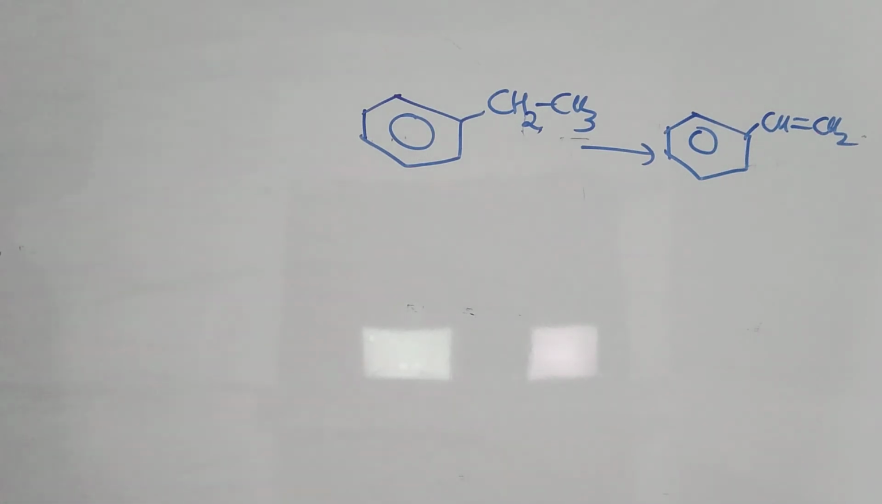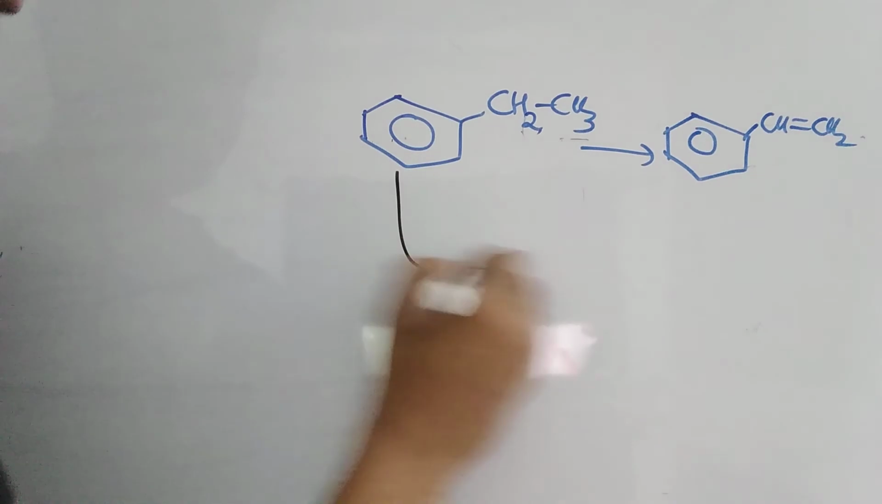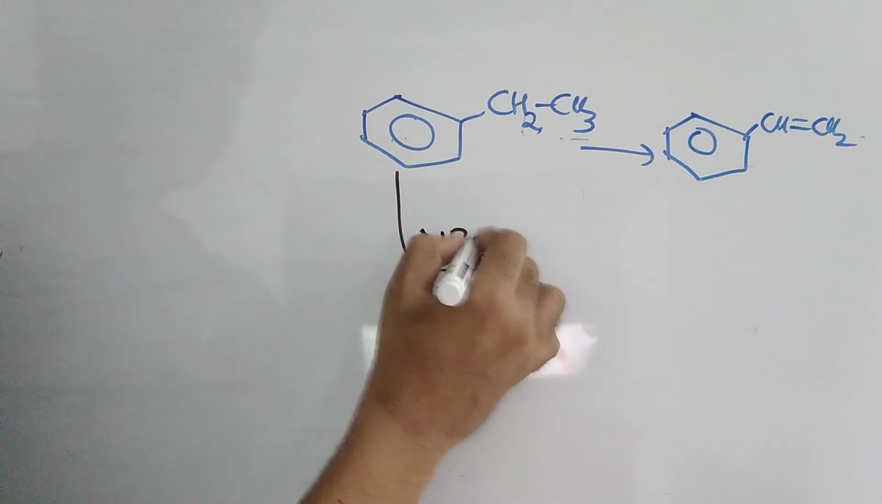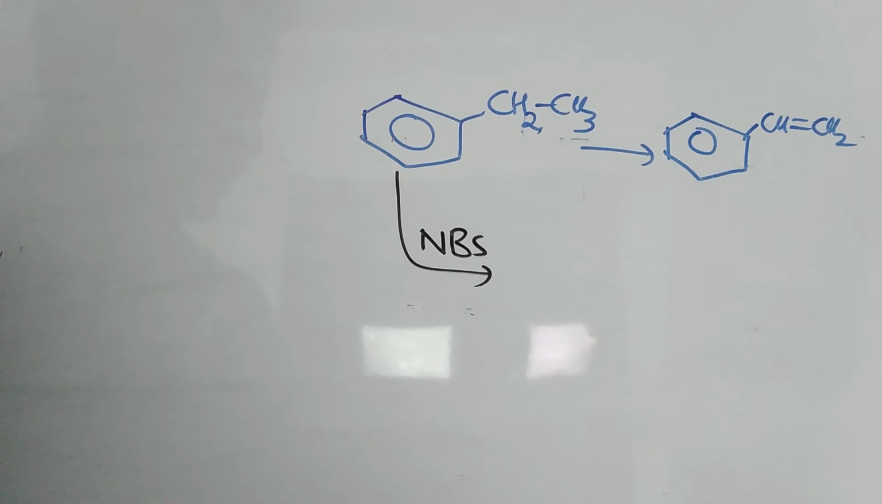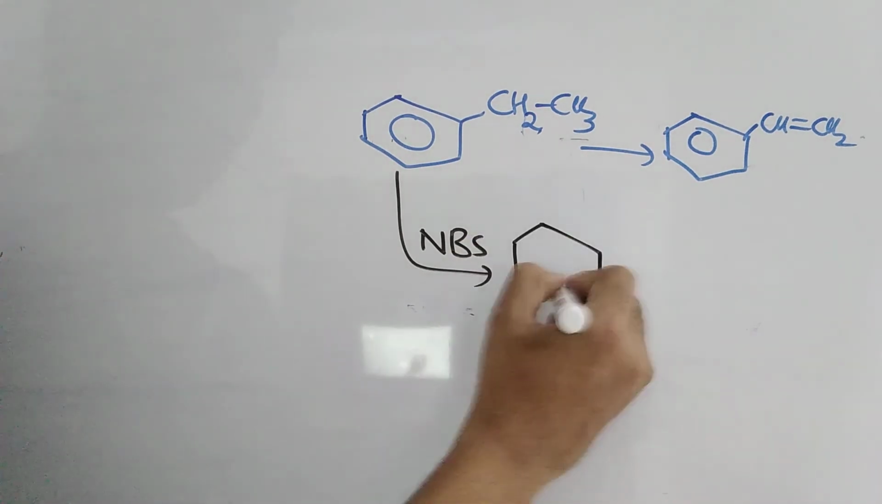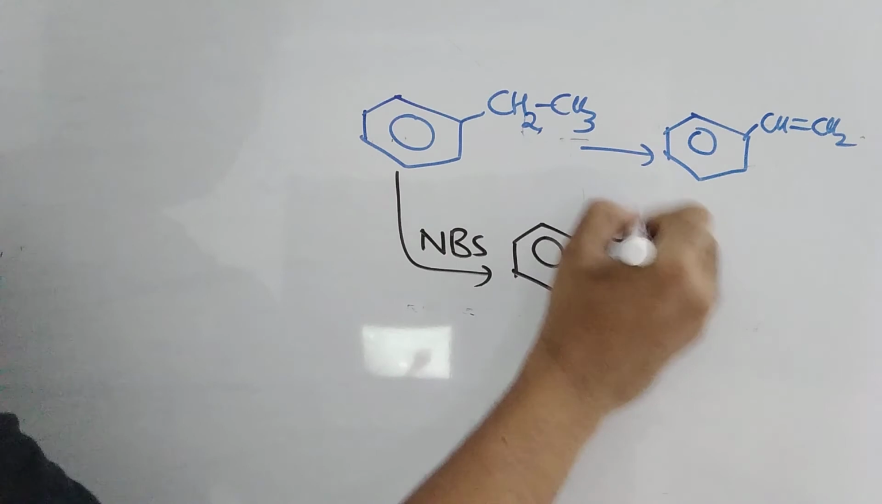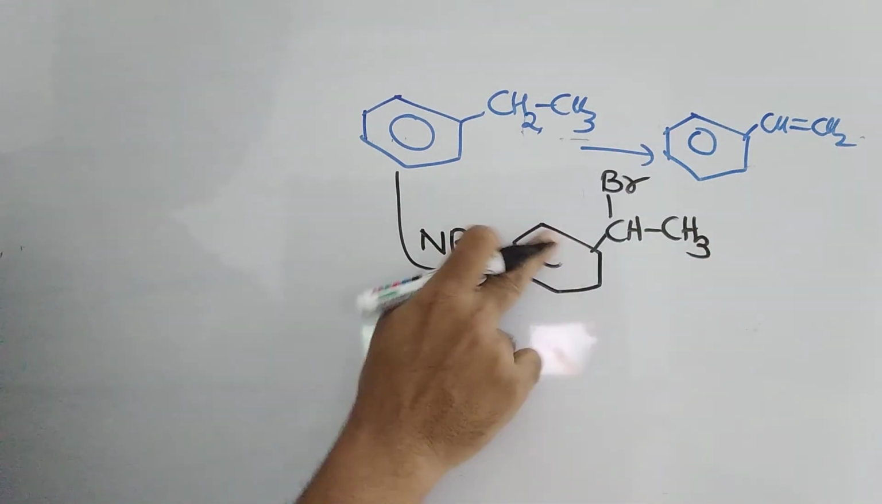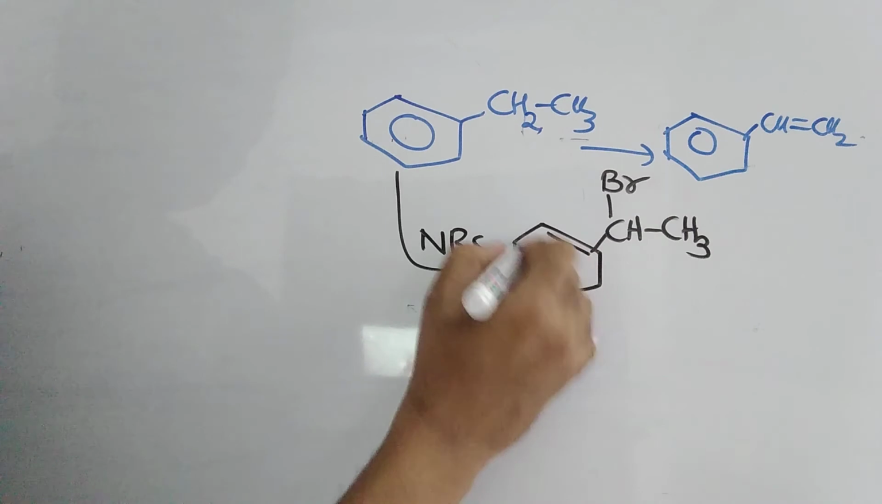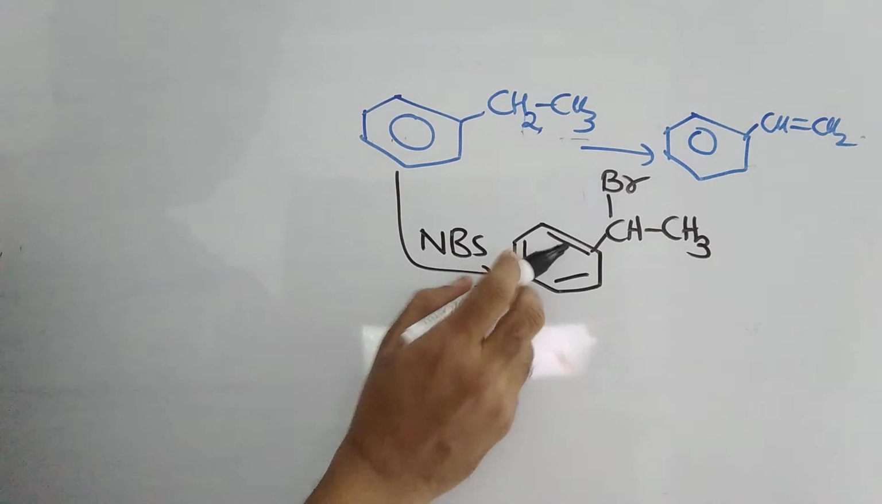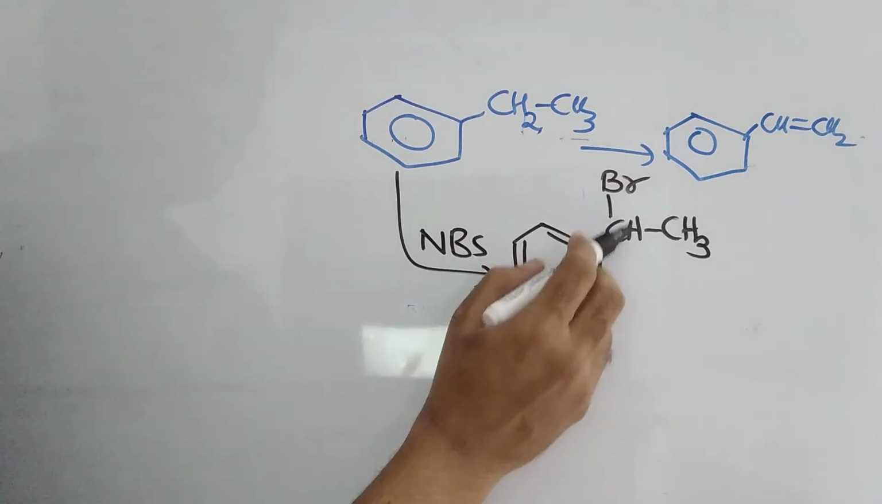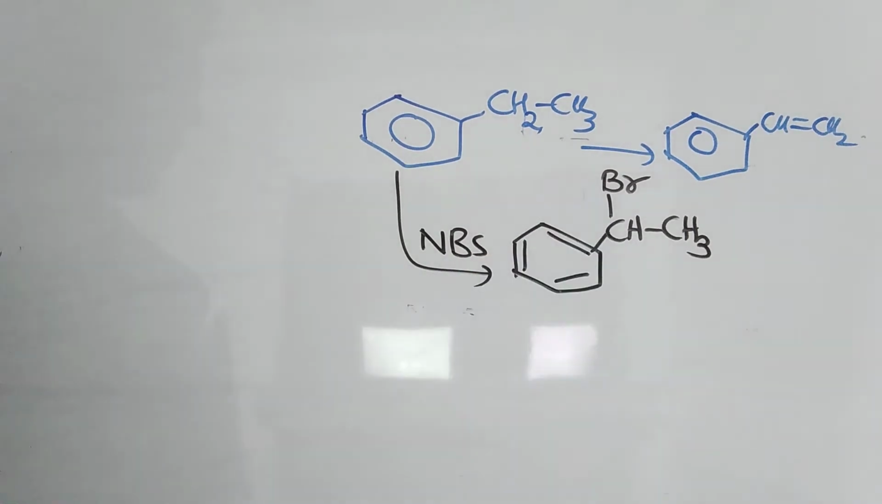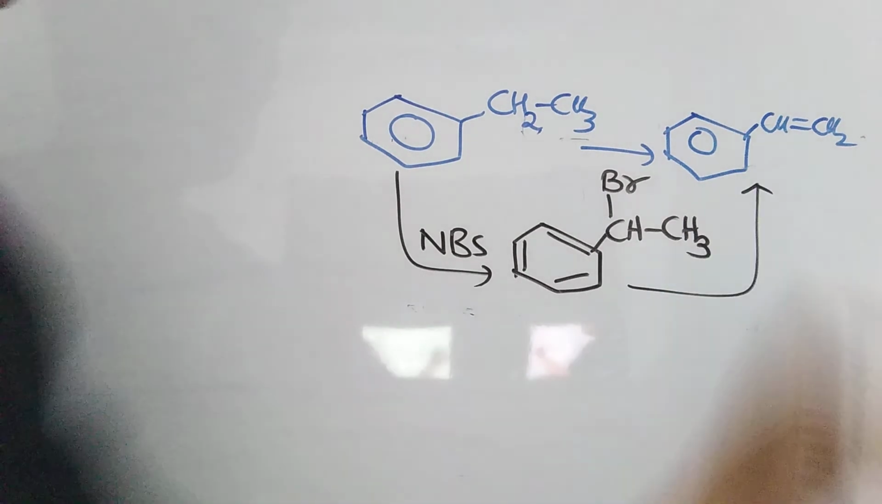Dehydrogenation is not an easy technique. Instead of that you just go with NBS. What will be the product on NBS? N-bromosuccinimide, allylic bromination. This will be the double bond, no? This is the double bond. So this is the allylic position. So bromine will come. Now you know what to do to get this.